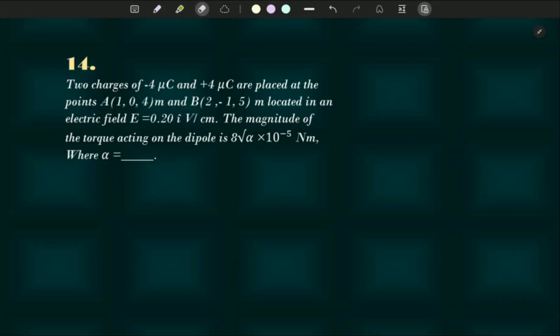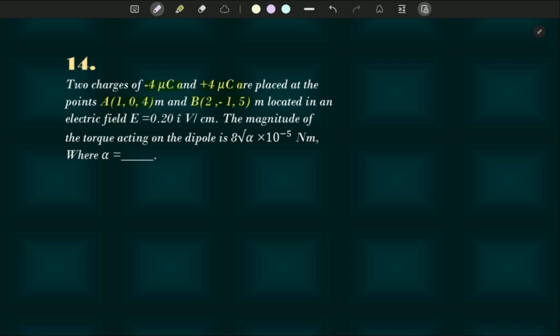So here is our next question. It says two charges of minus 4 microcoulomb and plus 4 microcoulomb are placed at the points A, given as (1, 0, 4) meter, and B, given as (2, -1, 5) meter, located in an electric field E equal to 0.20 i cap V per centimeter. The magnitude of the torque acting on the dipole is.